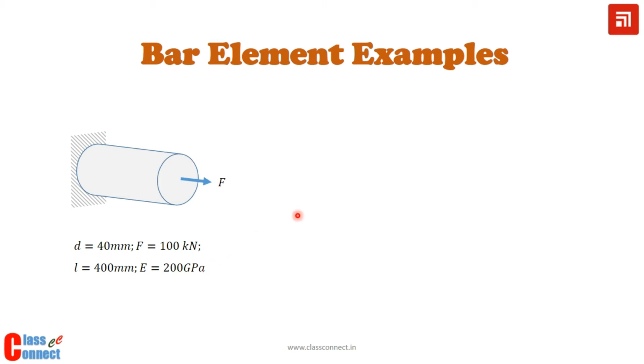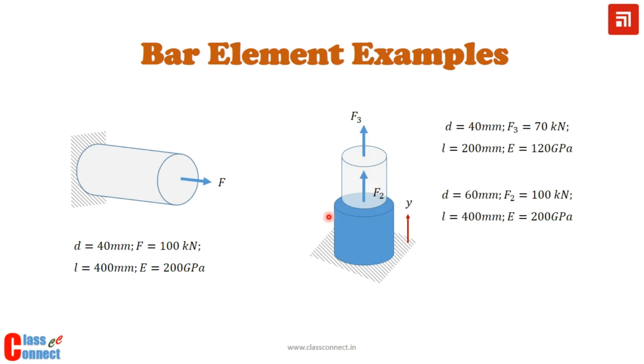Then we'll take up the second problem like this, where a bar is again tensile loaded at 2 points, at this interface and this point. The material for both bars is different and the other parameters are given here. So let us begin our session.